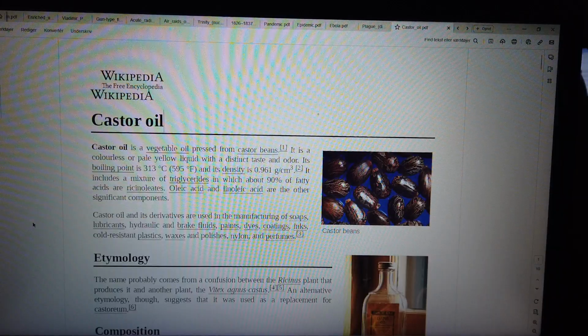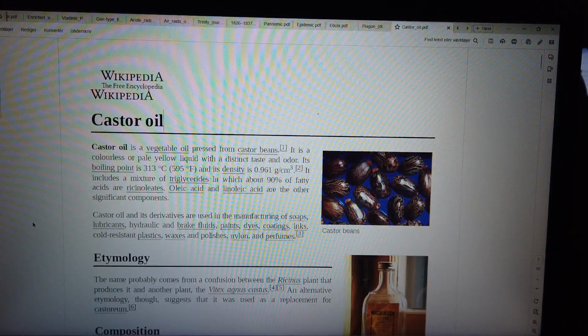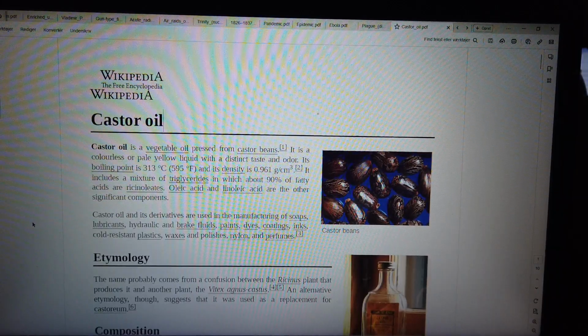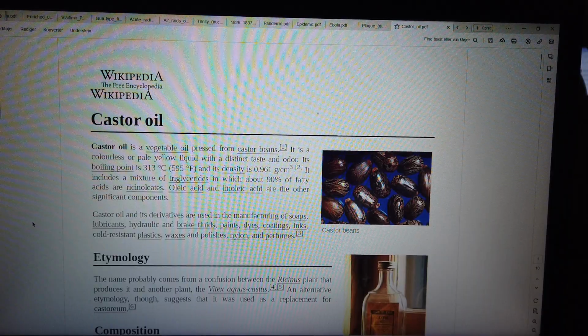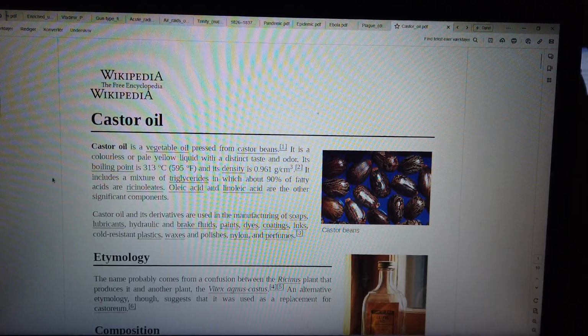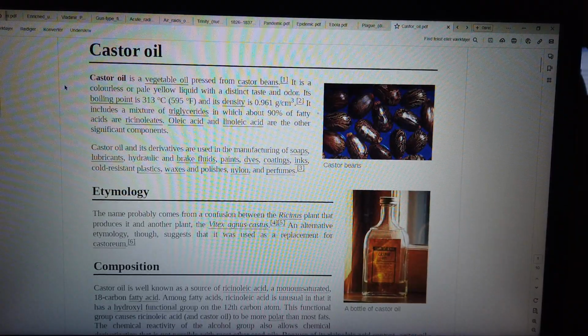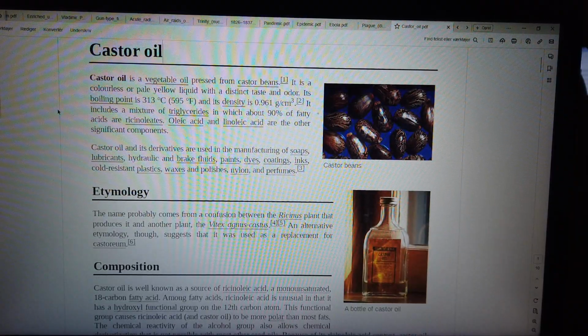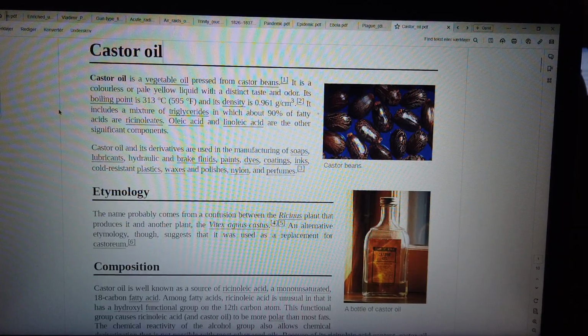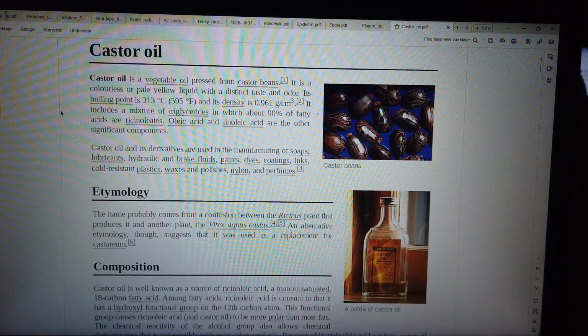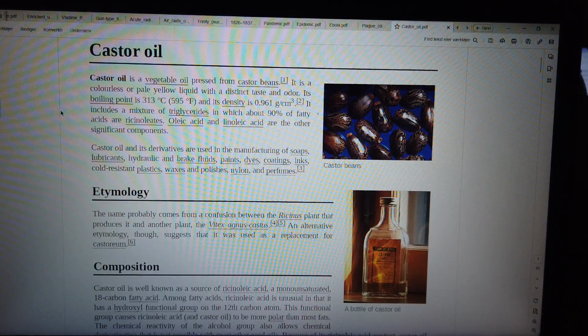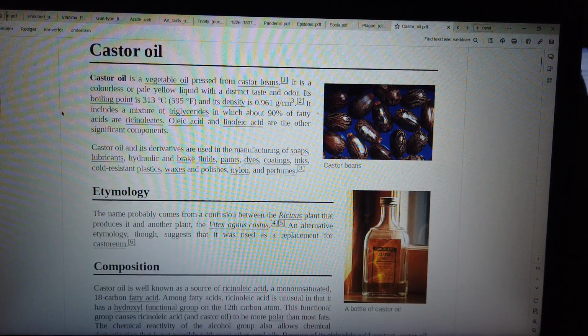Castor oil. Castor beans. A bottle of castor oil. Castor oil is a vegetable oil pressed from castor beans. It is a colorless or pale yellow liquid with a distinct taste and odor. Its boiling point is 313 degrees Celsius, 595 degrees Fahrenheit, and its density is 0.961 g/cm³.